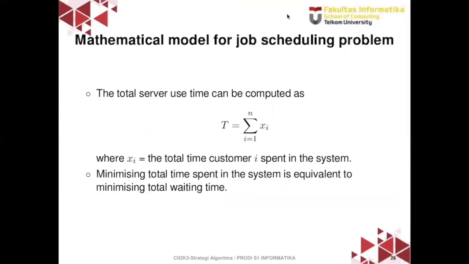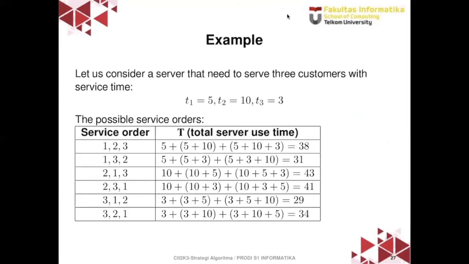The total server use time can be computed like this, like I said before. So it is the sum of the total time customers spent in the system for all customers. For example, I have 3 customers here to be served by one server, and this is the service time for all 3 customers. In exhaustive search, we can search it like this, where we have permutations for all three customers.